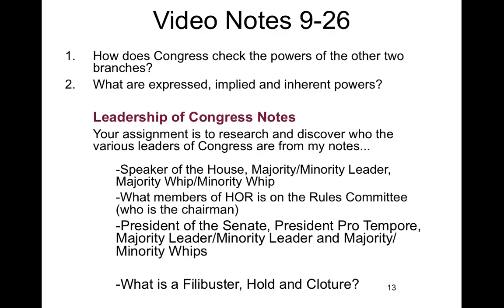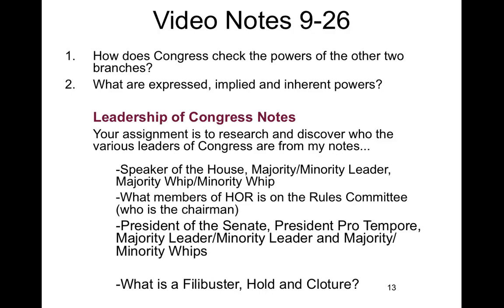Our theme for today is going to be the structure and power of Congress, and then also the leadership that is in Congress. So I'm going to do things a little bit different today. I'm, again, trying to find ways that work for you guys. And what I'm looking for is, first, from the structure and power of Congress, you got two questions.